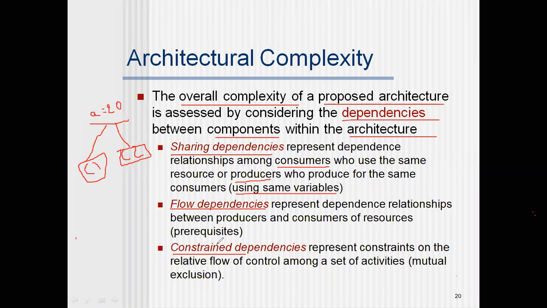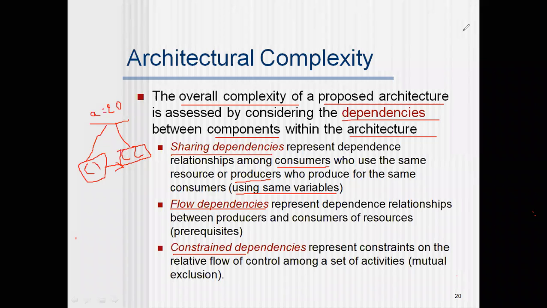Flow dependencies. Flow dependencies in the sense, if this C1 may interact with C2 for some data, or by passing some variables to C2. This kind of dependency is called the flow dependency.